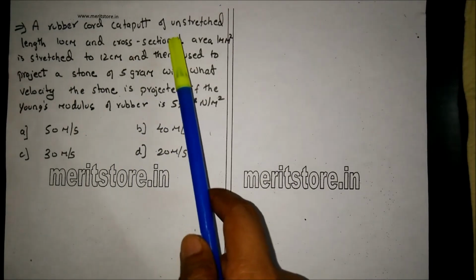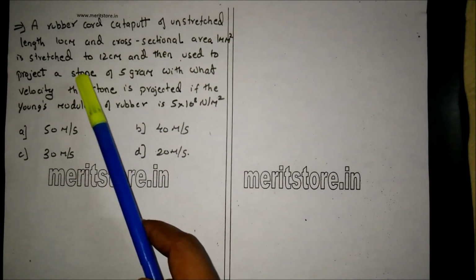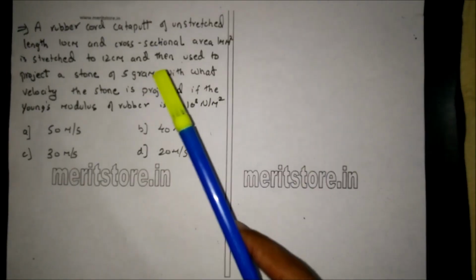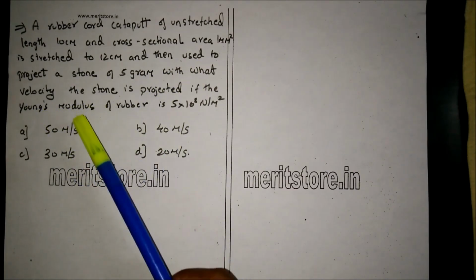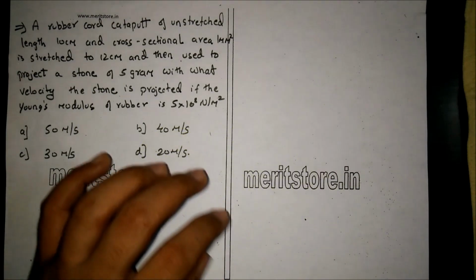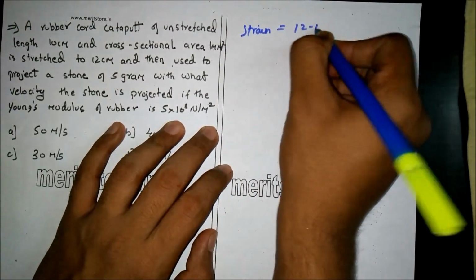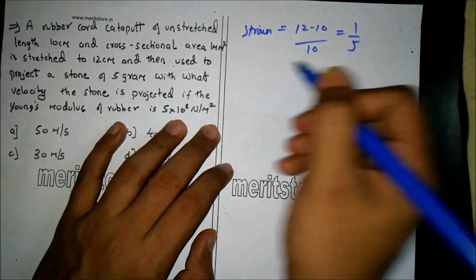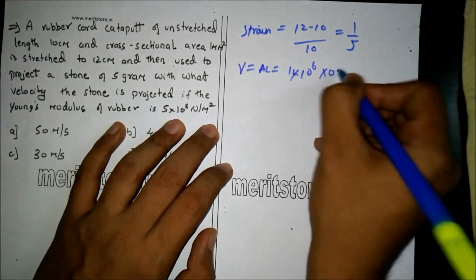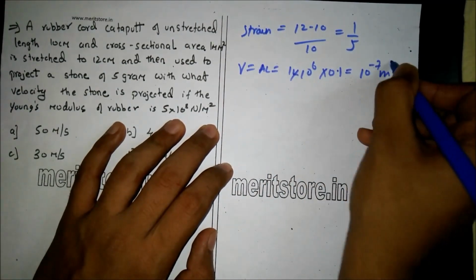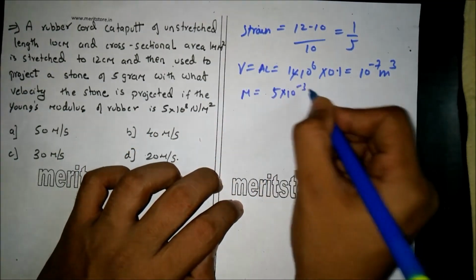A rubber cord catapult of unstretched length 10 centimeter and cross-sectional area 1 millimeter square is stretched to 12 centimeter and then used to project a stone of 5 gram. What velocity is the stone projected with if the Young's modulus of rubber is 5 into 10 raised to 8 newtons per meter square? Now the strain will be given as the change in length upon the original length, which is 12 minus 10 upon 10, which is equal to 1 by 5. Now the volume of the cord V is given by A into L, which is equal to 1 into 10 raised to minus 6 into 0.1, which is equal to 10 raised to minus 7 meter cube. Mass of the stone is given in grams, which is 5 into 10 raised to minus 3 kilograms.